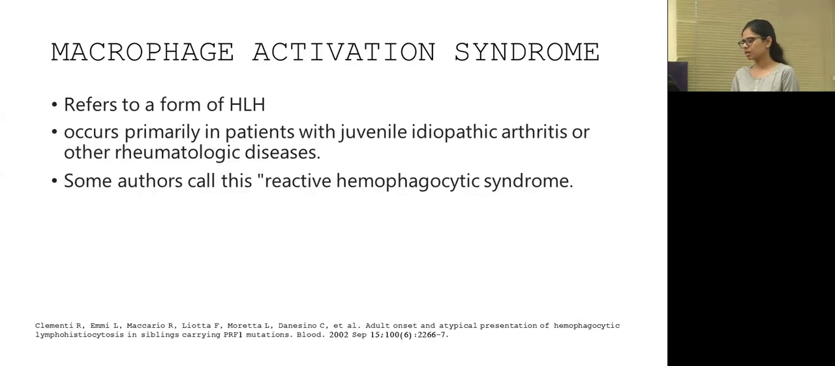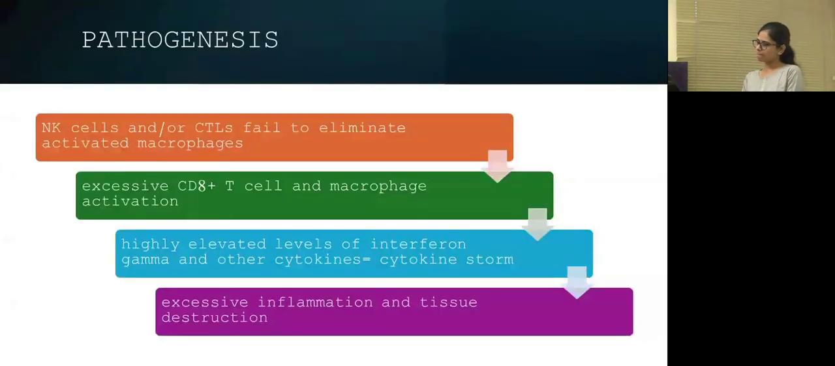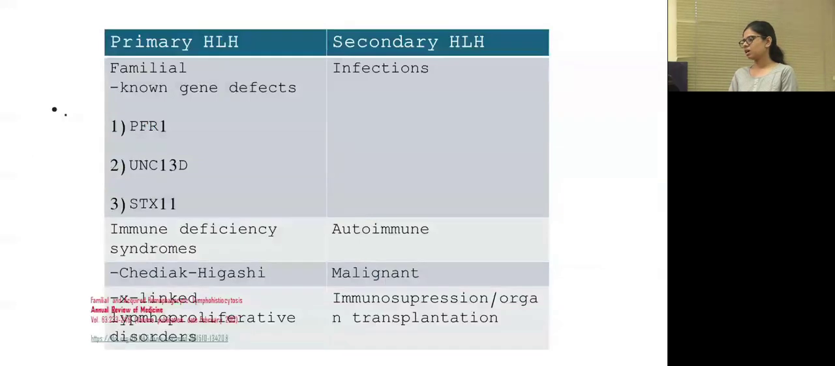We considered macrophage activation syndrome, which is also called reactive hemophagocytic syndrome. The pathogenesis is that normal NK cells and cytotoxic T lymphocytes eliminate the activated macrophages. But when there is an immune dysregulation, these macrophages are not cleared by the NK cells and CTLs, and the macrophages keep producing cytokines, predominantly interferon gamma, and that creates a cytokine storm, which is responsible for the multi-system involvement, extensive inflammation and tissue destruction, and that leads to a poor prognosis as well.